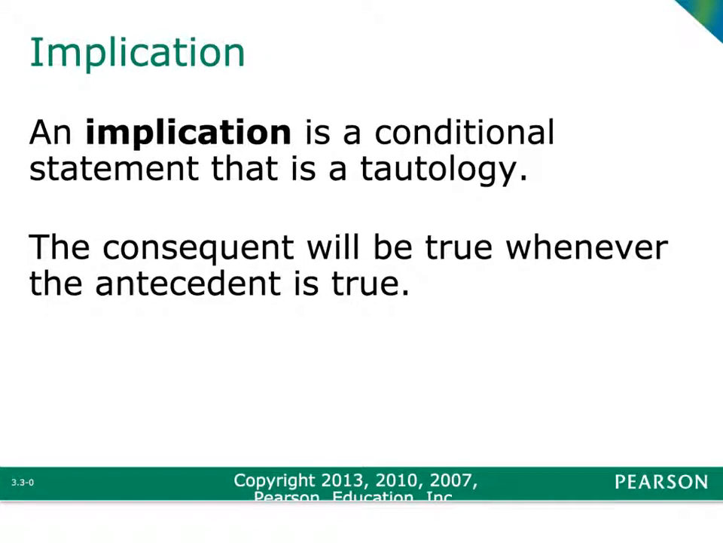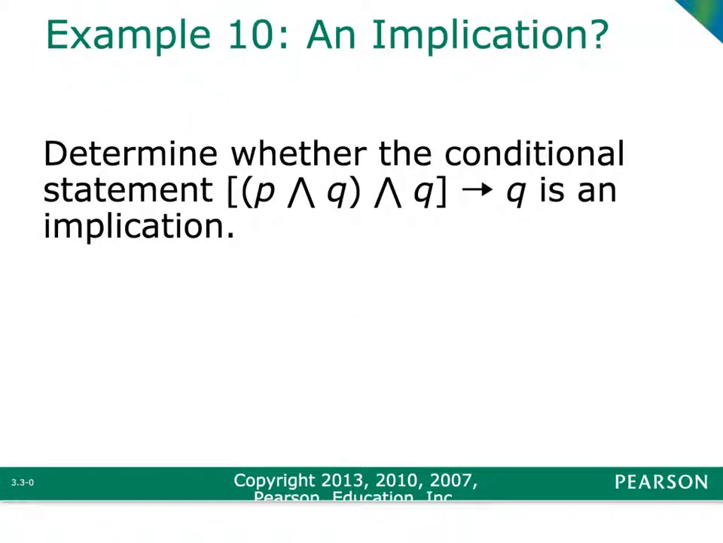Okay. More definition. The other definition is called an implication. Okay, an implication is a conditional statement that is a tautology. The consequent will be true whenever the antecedent is true. Sorry, my fault. Okay, so here's just another example. So this is a conditional statement. It's conditional because notice you have the if-then. And according to this, if we get all trues, this would be an implication.